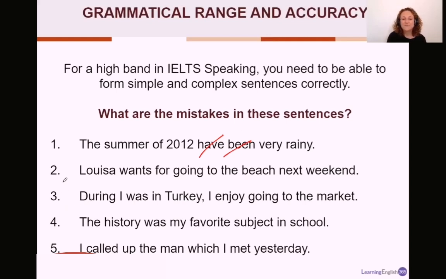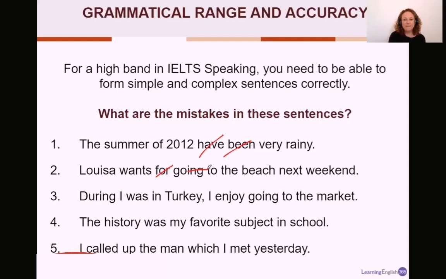Number 2. Louisa wants for going to the beach next week. We take out the "for". We lose the "ing". Louisa wants to go. Louisa wants to go to the beach next weekend. Louisa wants to go. Yeah.